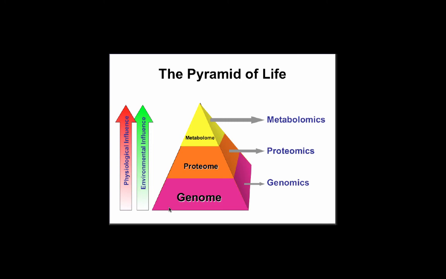The other thing to remember, particularly for multicellular organisms like humans, animals, even plants, is that there's a tremendous influence on physiology. So in large part, the genome is the same in every single cell. Methylation will change the gene expression. The proteome is largely similar, but again, it'll be altered. But the metabolome differs from organ to organ quite profoundly.